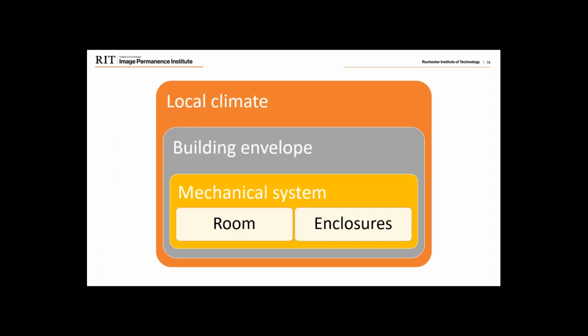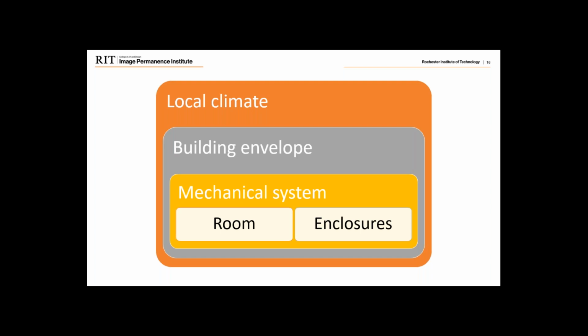Well, let's start at the broad picture. This is what I like to call the onion factor. We have different layers that are going to be a major determination in creating that environment, beginning with your local climate, your building envelope, your mechanical system, room, and enclosures. Each layer of that onion is going to play a major role in what you can produce.